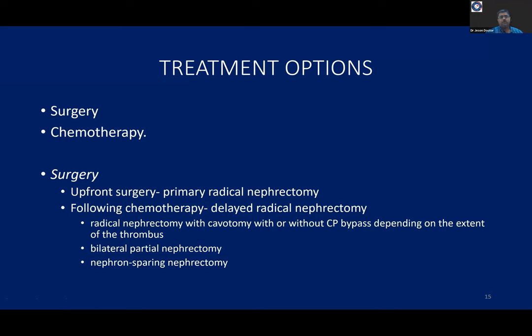Apart from the radical nephrectomy, we also perform bilateral partial nephrectomy, like I mentioned earlier. If on the MRI or the CT scan you have bilateral disease, but it's limited to particular areas in the kidney, you can do a partial nephrectomy or a nephron-sparing nephrectomy.